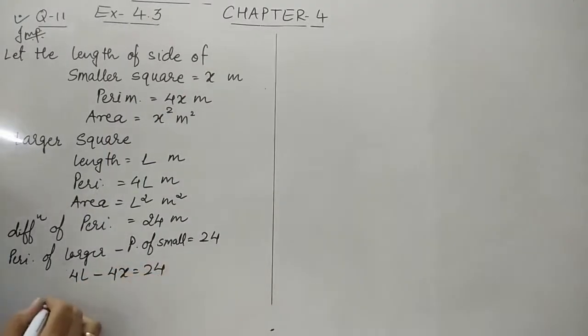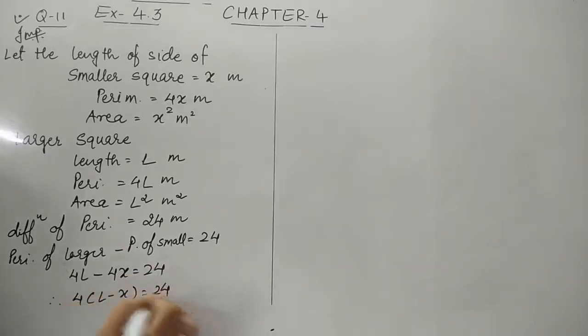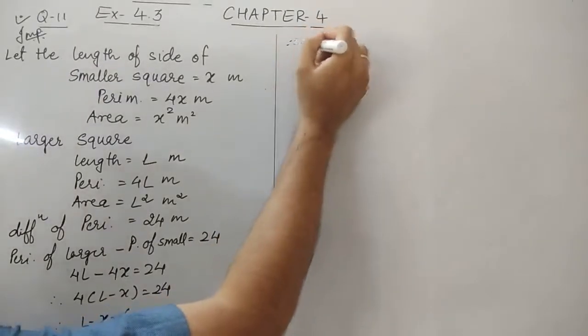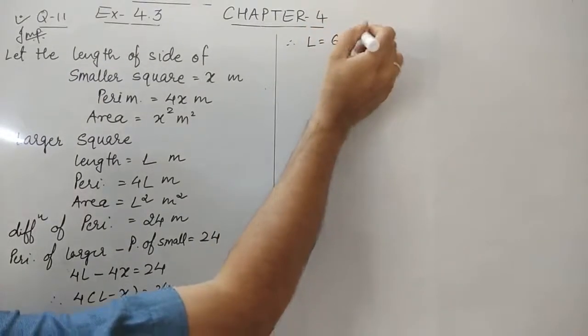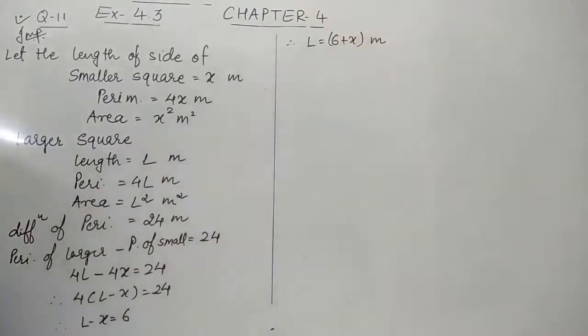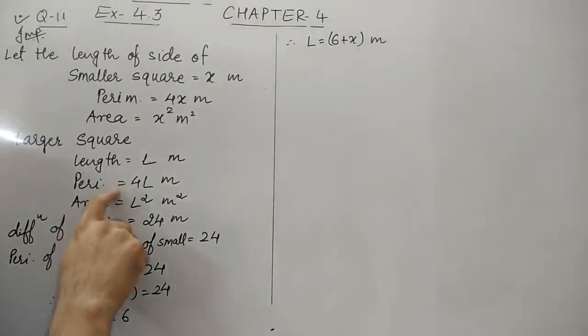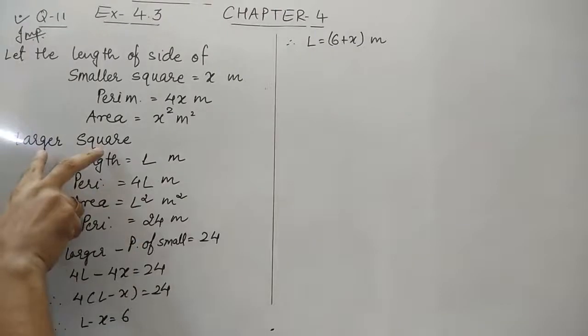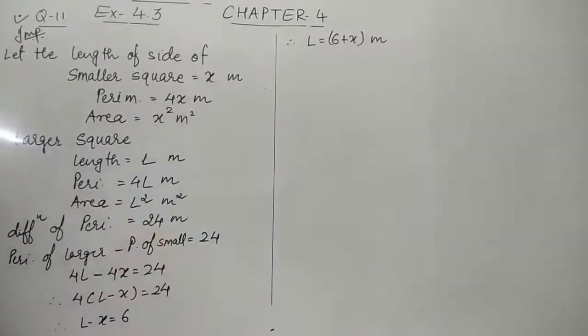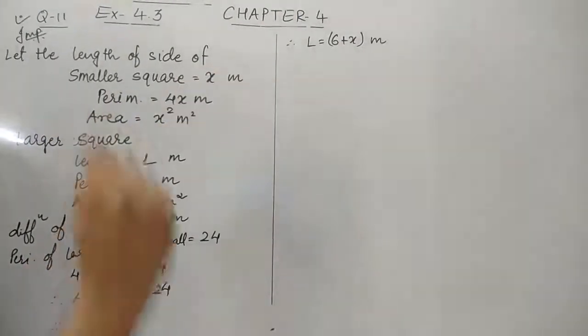Now look here, 4 is common, so that is 4 times L minus x is 24. If I take this 4 to the right hand side, we will obtain L minus x equals 6. Therefore the value of L is 6 plus x meter, which we obtain. See why we have done all these things? हमने क्यों ऐसा किया? We have to convert the perimeter or the area of this larger square in terms of x. हमें x के terms में convert करना है.